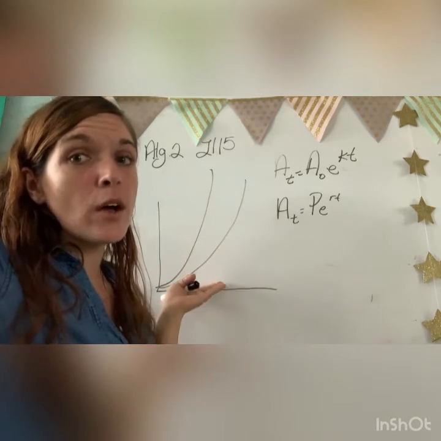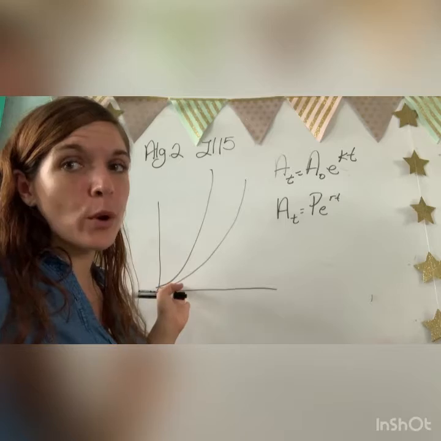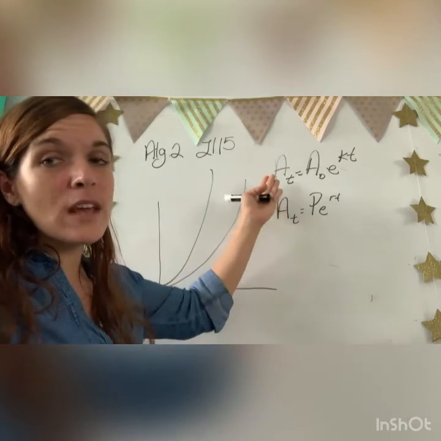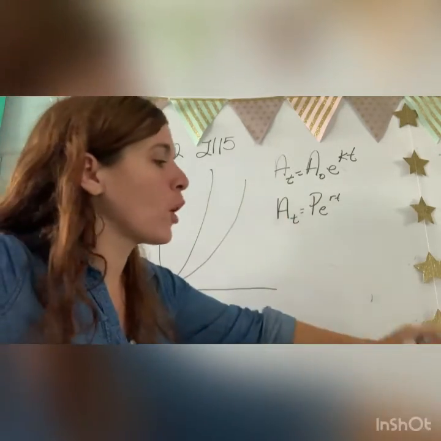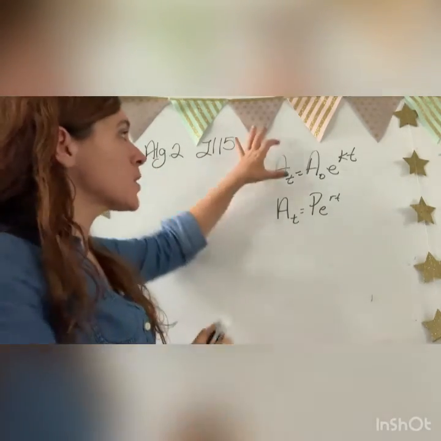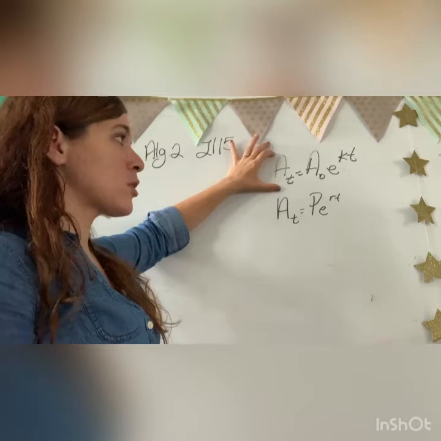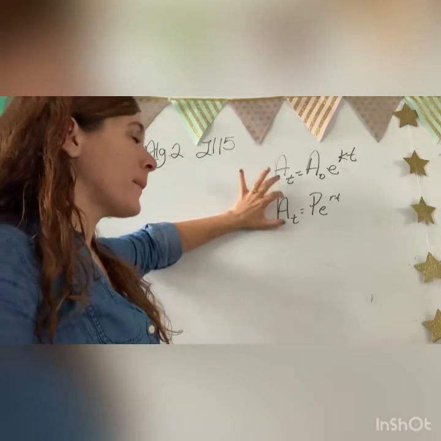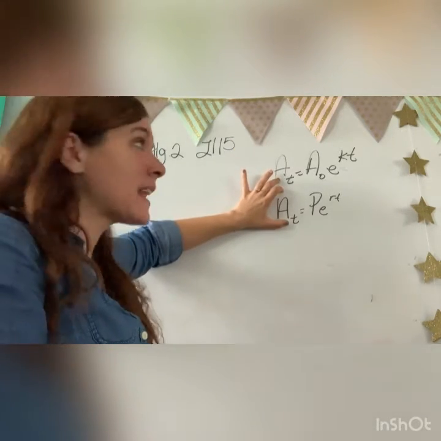So this is a graph of what exponential growth looks like. And these are the equations of exponential growth, okay? You can find these in your book. This equation is just the normal equation of exponential growth. This one is for compound interest. So we're going to use both of these today.